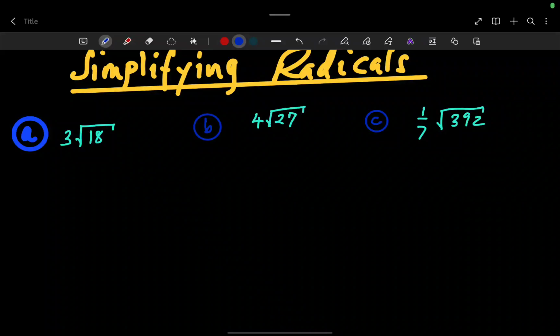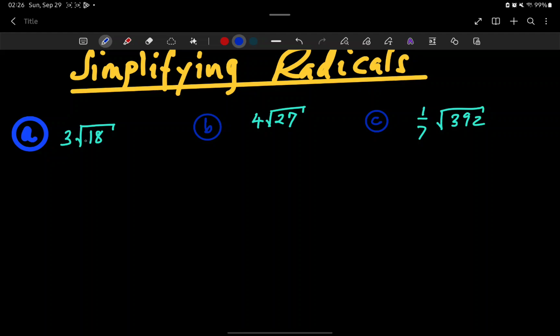Simplify the given radicals: 3 times radical 18, 4 times radical 27, and also 1 over 7 times radical 392. So how can we go around this? The first thing you need to know is that this 3 and the radical side by side means 3 times radical 18. After knowing that, and if you watched the first part of the video of this simplification of radicals series, you'd know how to simplify under root 18.